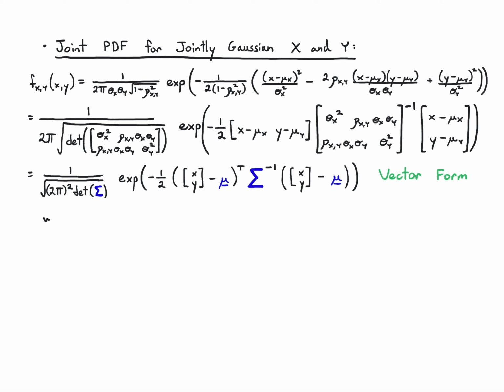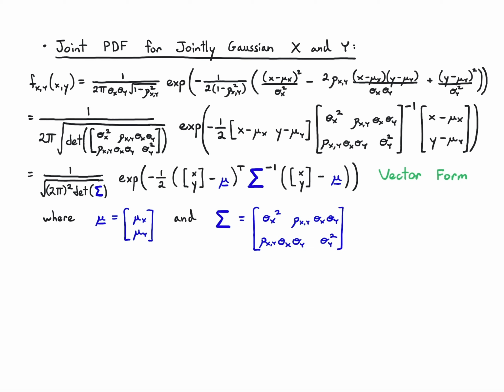So the notation is that this mu with the bar under it is the mean vector. So it contains the mean of x and the mean of y. And this kind of bold-faced sigma is the covariance matrix, which holds the variance of x and the variance of y in the top left and bottom right. And on the other two coordinates, I have the correlation coefficient times the standard deviation of x times the standard deviation of y. And that turns out to be the variance of x, the covariance xy, and the variance of y.